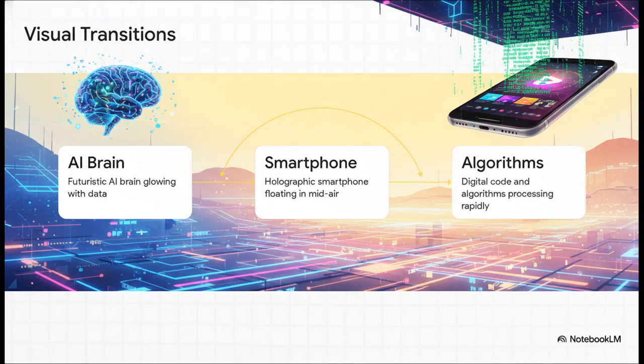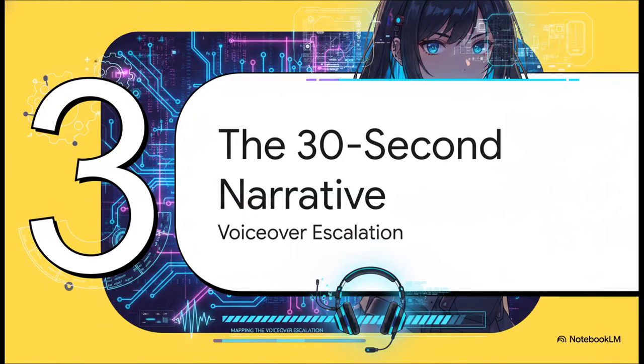Let's see how this builds, because it's not just static. The prompt demands a strict 3-step visual sequence to keep the viewer hooked. First, it opens with an abstract, futuristic AI brain glowing with data streams. Second, it demands a smooth transition to a relatable holographic smartphone floating in midair. And third, digital code processing rapidly on that screen. It's taking the viewer on a visual journey from this big, abstract concept directly down to a device they literally hold in their hands.